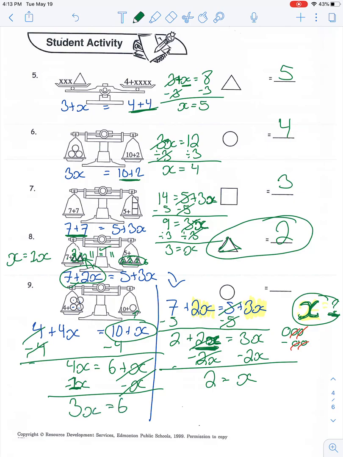Are we happy yet? Still not happy. So we have to get rid of this, right? We know they're multiplying, so what's the inverse function? It is divide by 3. What I do to one side, I must do to the other. So x equals 2. We can check this by putting this in.